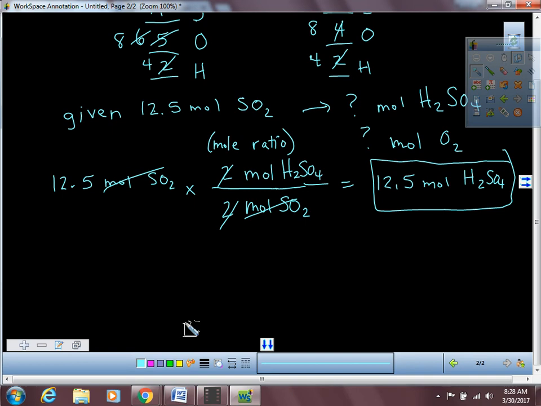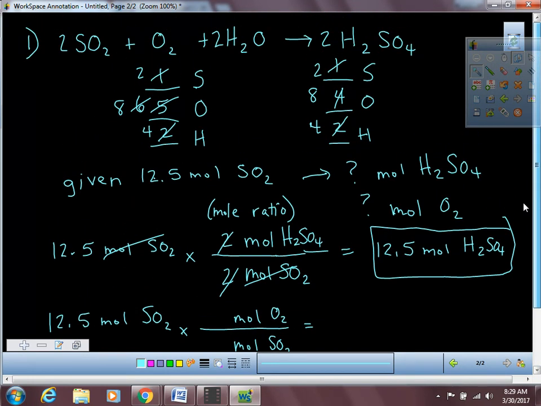Okay, the second thing it asked me for was how many moles of O2. So I take what I know, 12.5 moles of SO2. I set up my mole ratio. I need SO2 on the bottom because it's what I know. On the top, I need what I'm looking for, moles of O2. I go back to my balanced equation. There's a 2 in front of SO2 and nothing in front of O2, which means it's 1.